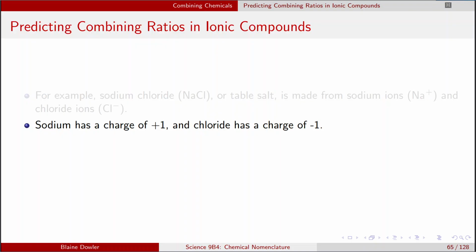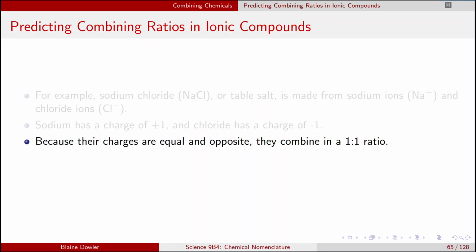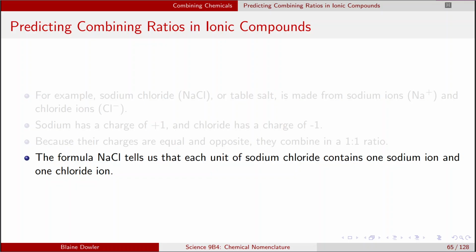Sodium has a charge of +1. Chloride has a charge of -1. We just described how to read that from our superscripts. Because their charges are equal and opposite, they combine in a 1:1 ratio. The formula NaCl tells us that each unit of sodium chloride contains one sodium ion and one chloride ion.